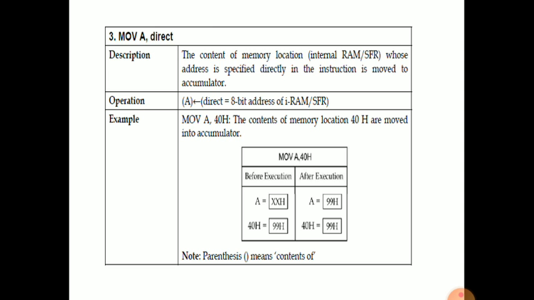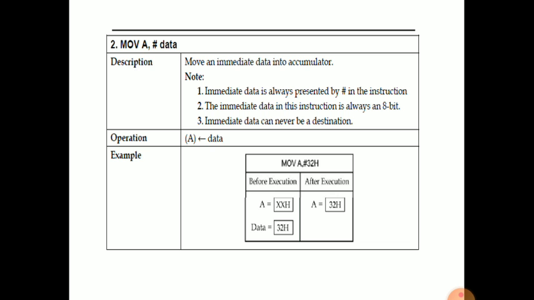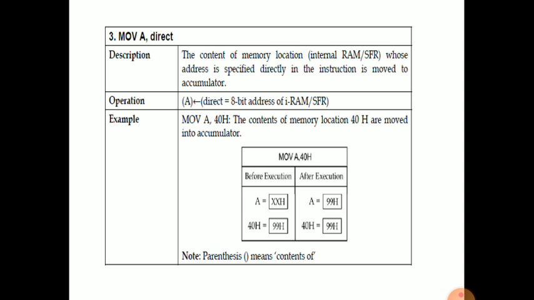With a good example we can understand this instruction. See the example portion, that is MOV A, 40H. You can see that MOV A, #32H is immediate data, and MOV A, 40H is without any hash. If you write MOV A, 32H without using the hash, in that case 32 will become the address of the content that we have to copy to the accumulator. So here the address is 40H.